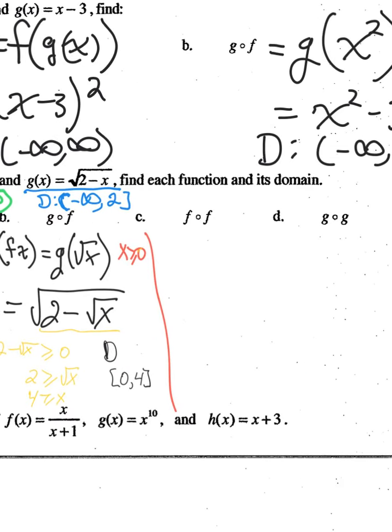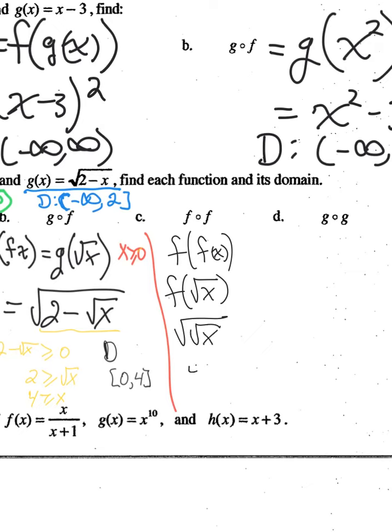Okay, f composed of f. f composed of f means f acts on f of x. Remember, composition is substitution. What's f of x? It's root x. So what does f do to its input? It takes the square root of its input. What am I putting in? Root x. So that would just be the fourth root of x. And I think we know the domain restriction for this, 0 to infinity.